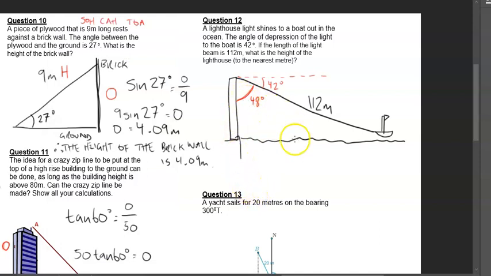Okay, and so a right angle is formed here. And what we're looking for, if the length of the light beam is 112 meters, what is the height of the lighthouse to the nearest meter? So we're looking for this length here. So what we have been given in relation to the angle is what we're looking for, which is the adjacent, and the length of the light beam, which is the hypotenuse.